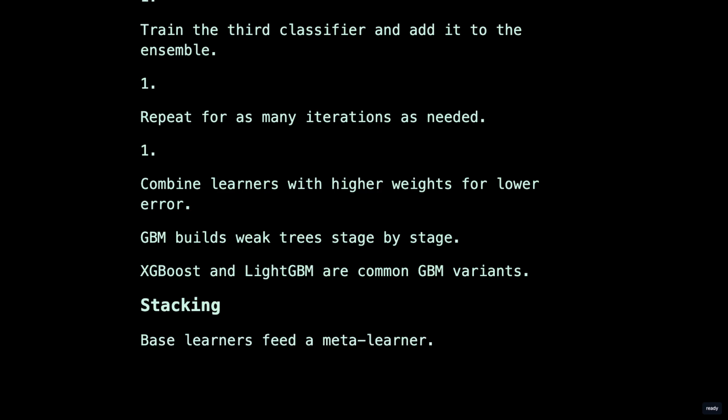The base learners make first-level predictions, and the meta-learner turns those predictions into the final answer. In simple cases, the combiner is just a vote or an average, but it can also be a separate model like logistic regression.